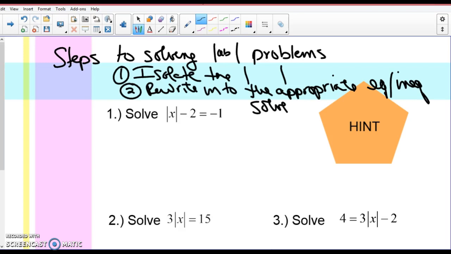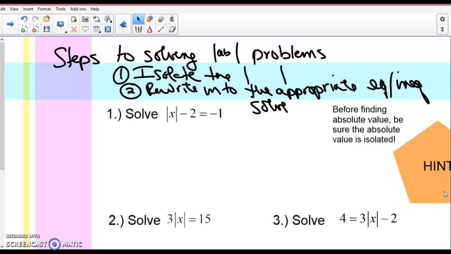When you are solving any type of absolute value problem, today we're going to do absolute value equations. They're easy. Tomorrow we're going to do absolute value inequalities. They're a little bit more complicated. Number 1 rule is isolate the absolute value first. Then number 2, rewrite it. And we're going to learn what that means in a moment. But you have to isolate the absolute value first. I'm going to assume that's probably what it says behind here. Before finding absolute value, be sure the absolute value is isolated.